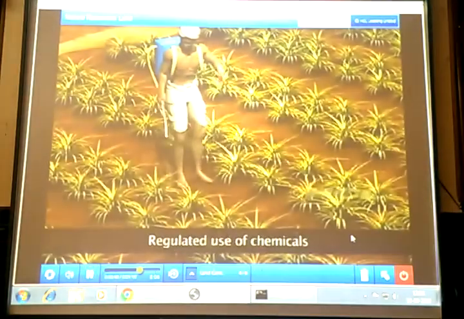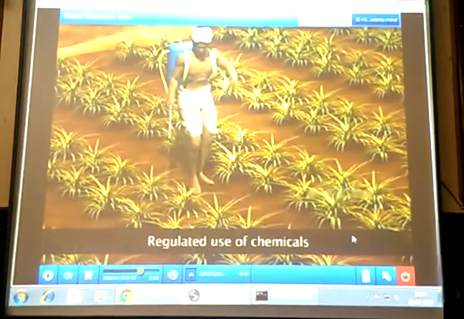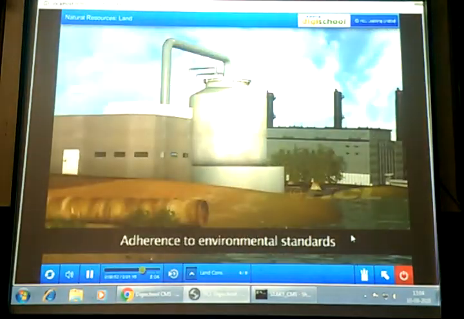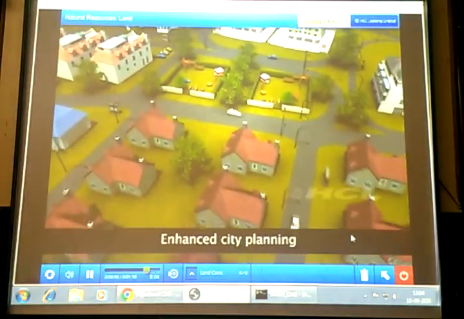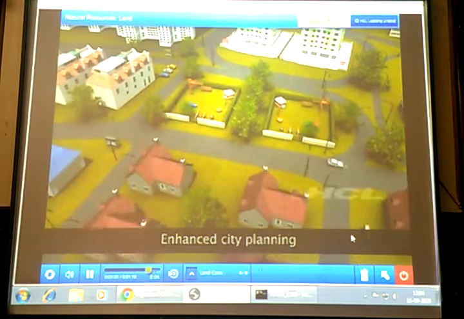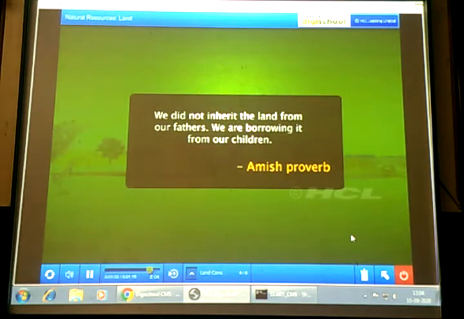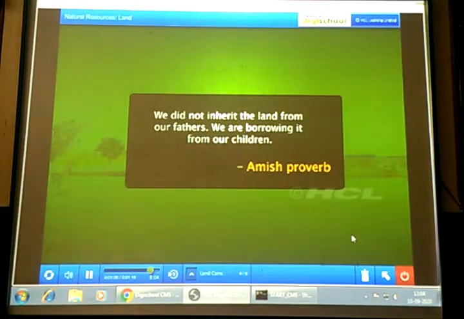Regulated use of chemicals. Adherence to environmental standards. And enhanced city planning. We did not inherit the land from our fathers. We are borrowing it from our children.